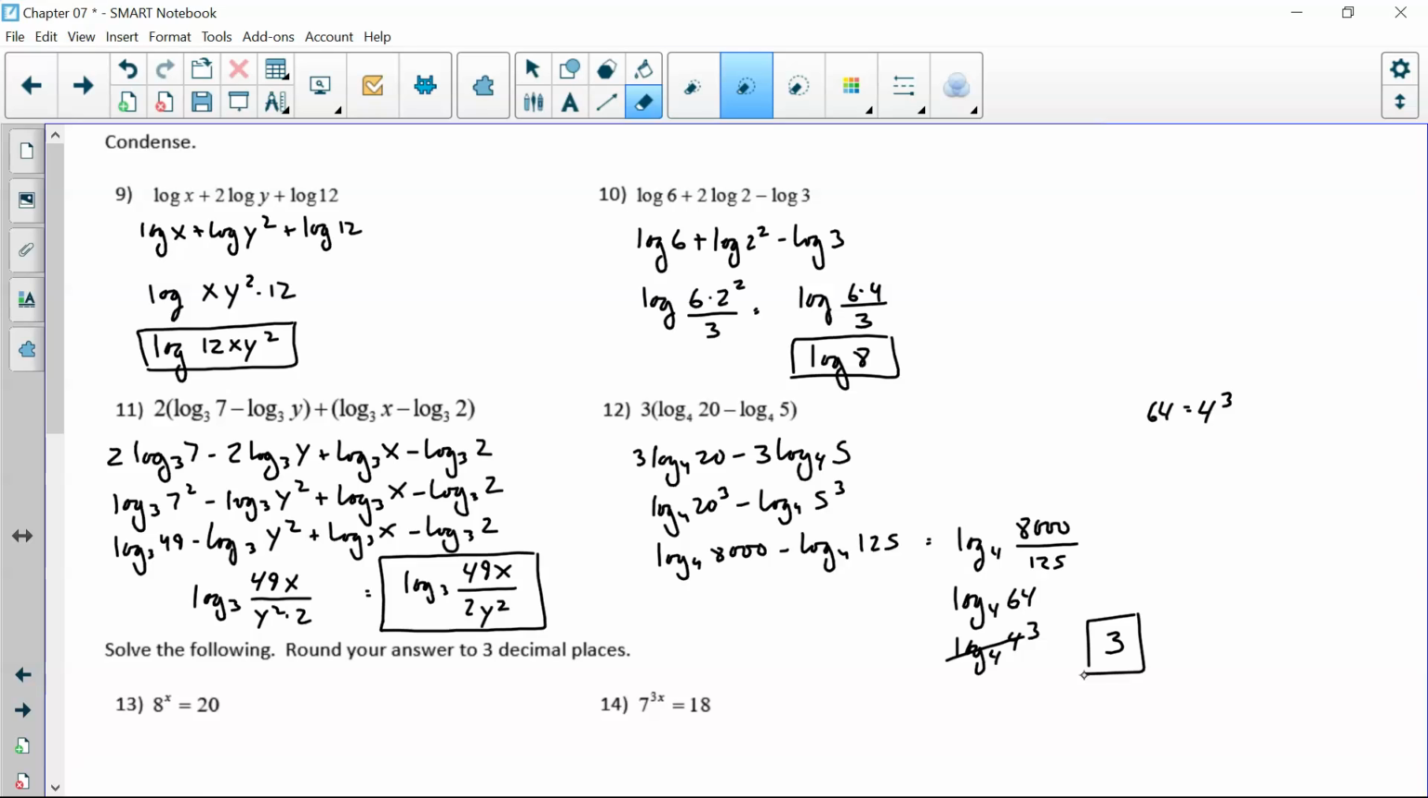That's expanding and condensing. Next video, we're going to be talking about solving again.